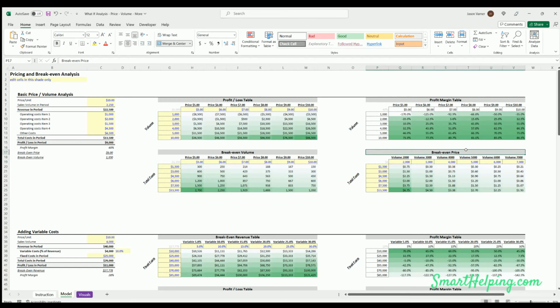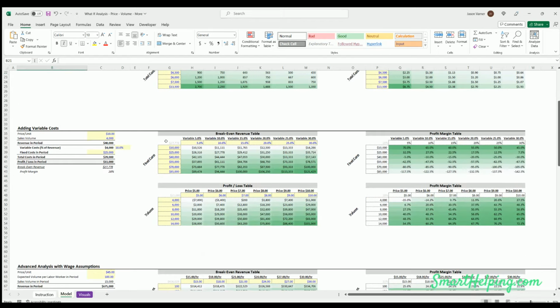Break-even price, I really like this one. I think this is interesting. So if you change the volumes and the costs, this is the amount you have to charge per unit in order to break even. And again, it's using all the logic in this table here, but sensitizing these variables. Okay, so that's the first section, pretty straightforward.